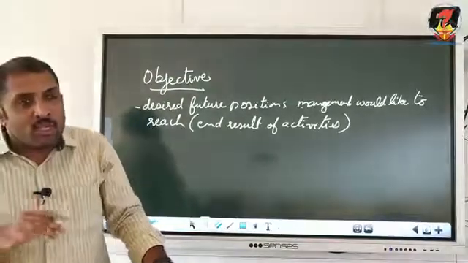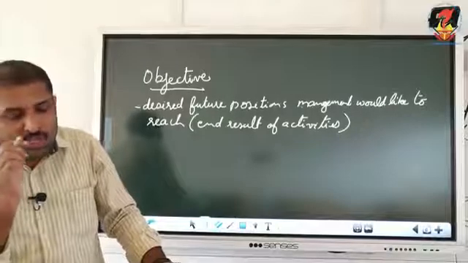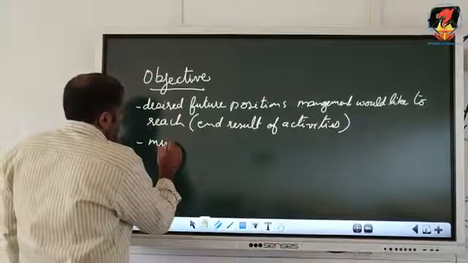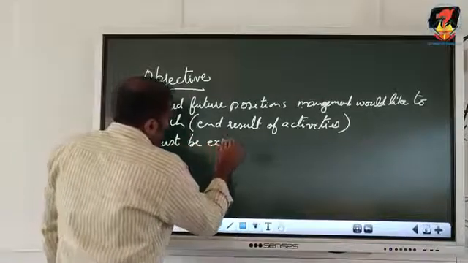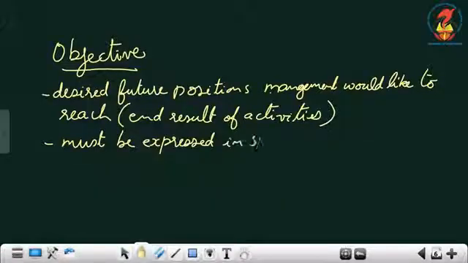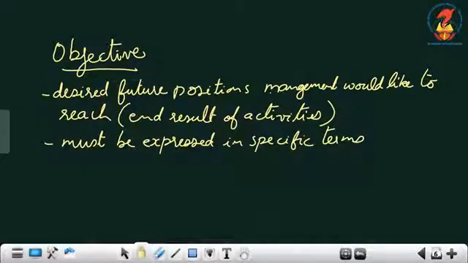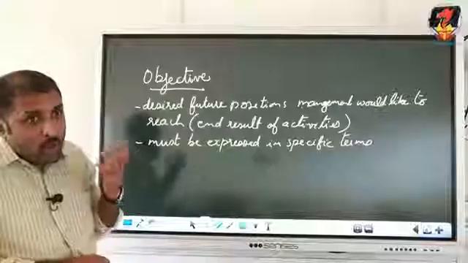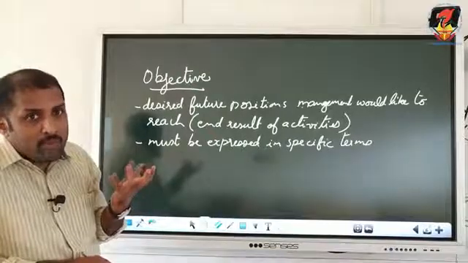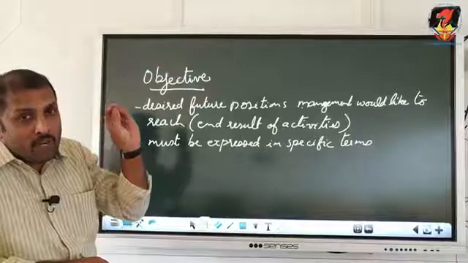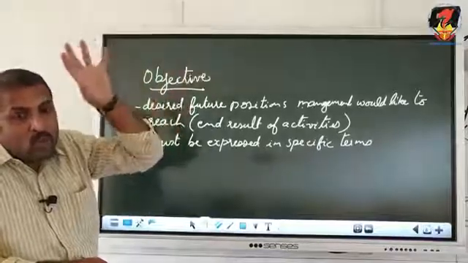And one more thing is that all the objectives must be expressed in specific terms. So, objectives are the future position management would like to reach, or the end point management is trying to reach, and it has to be expressed in specific terms. So, objective is one type of plan, talking about the end point the organization has to achieve.